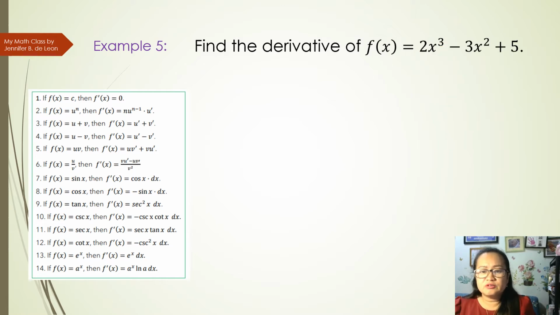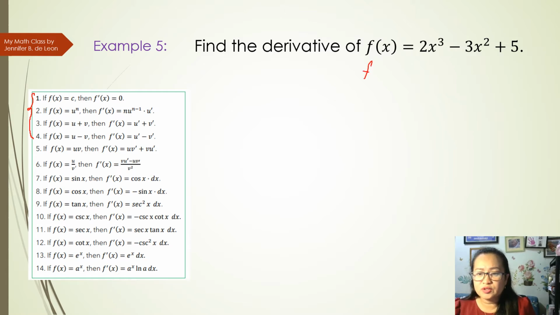Now, what if we have f of x equals 2x cubed minus 3x squared plus 5? Now, all you have to do is to take a look at the rules. Here, we shall use these rules, since we have a subtraction operation and then an addition operation.